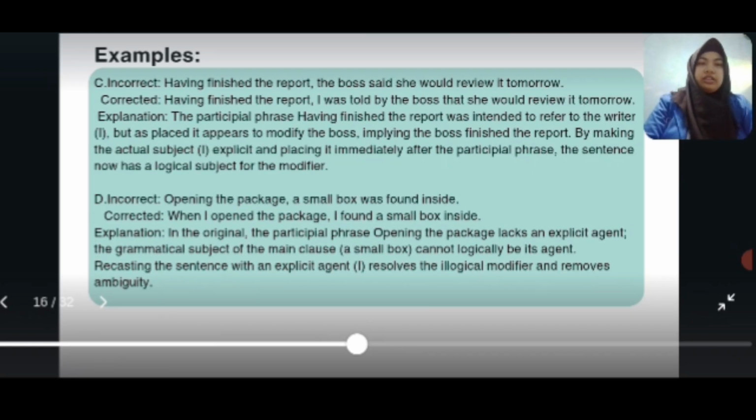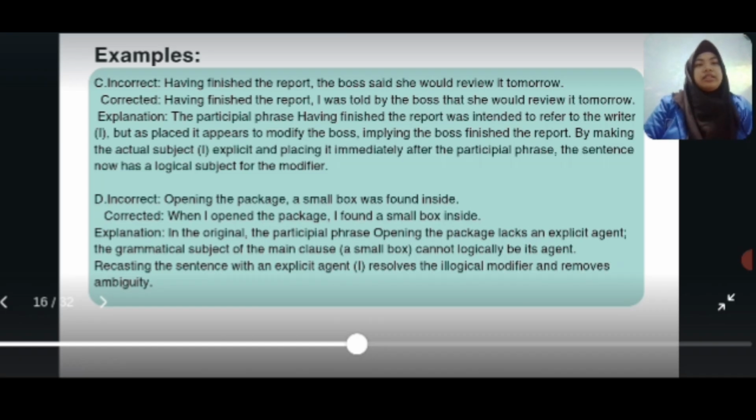And then there's the third example, the incorrect one: "Having finished the report, the boss said she would review it tomorrow." And then the corrected one: "Having finished the report, I was told by the boss that she would review it tomorrow." The participle phrase "having finished the report" was intended to refer to the writer, I, but as placed it appears to modify the boss, implying the boss finished the report. By making the actual subject, I, explicit and placing it immediately after the participle phrase, the sentence now has a logical subject for the modifier.